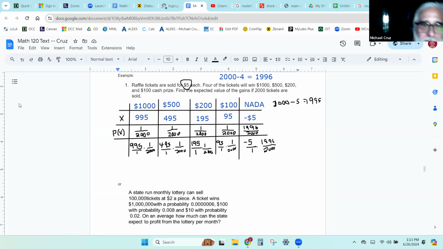All right, so this right here is just going to be what we would get. So then this is our expected value. We're going to add all these up. All right, so this is fraction 1.